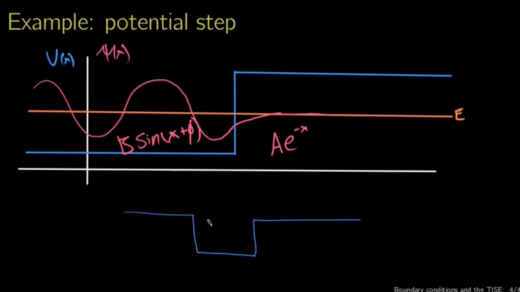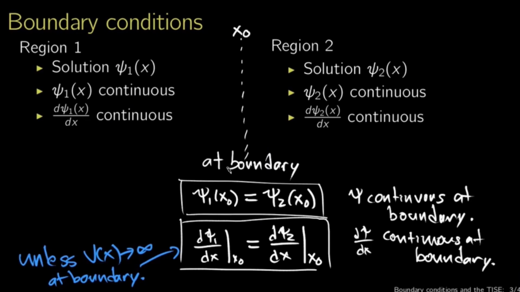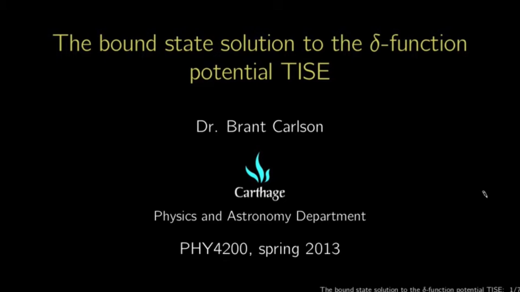But for now, that sums up our boundary conditions. I'm going to go back a slide just to highlight them again. The wave function itself is continuous, and the first derivative of the wave function is continuous unless the potential goes to infinity. Over the past few lectures, we've developed the machinery necessary to solve the time-independent Schrödinger equation with a potential given by a delta function.